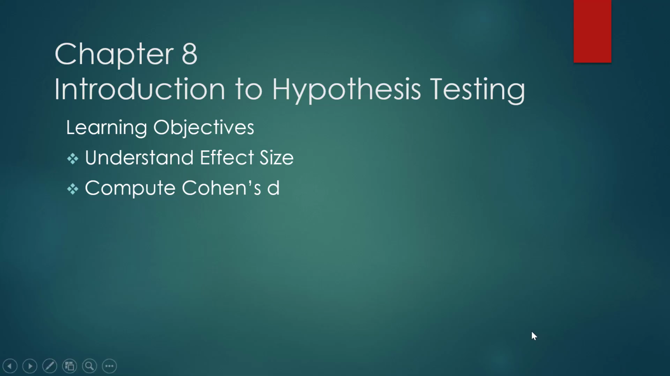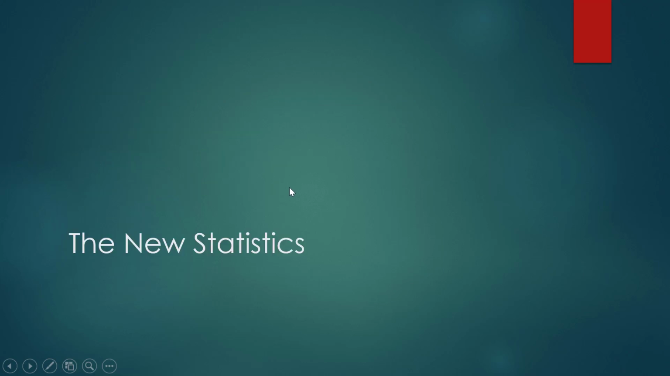In this video, we're going to be talking about effect size, and you're going to learn how to compute a Cohen's d. And this is kind of that new statistics that I've been mentioning this semester. This is part of it. And moving forward, a lot of researchers want to push to look at effect size rather than just significance. And so we'll be talking a little bit more about that as the semester progresses.